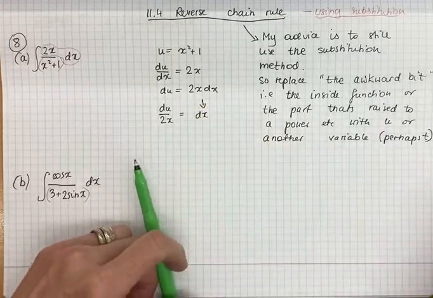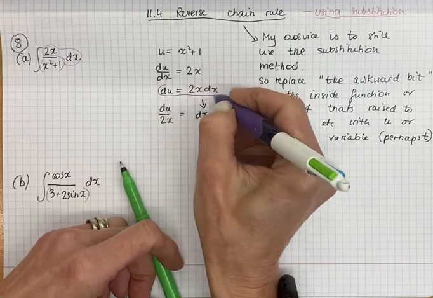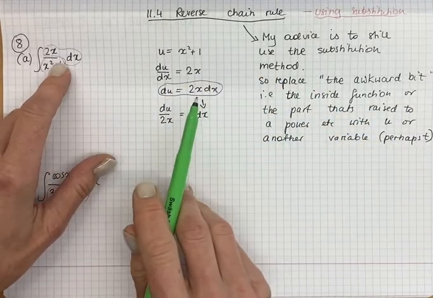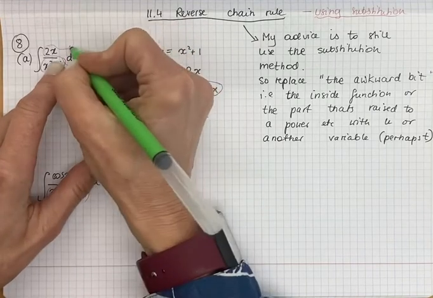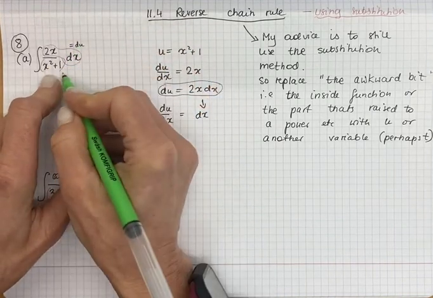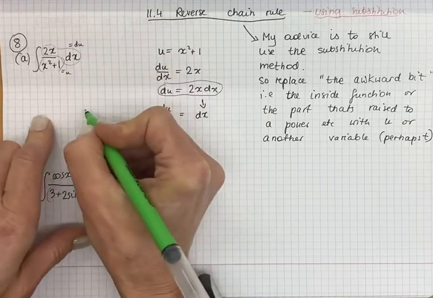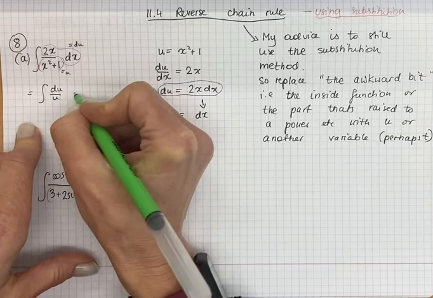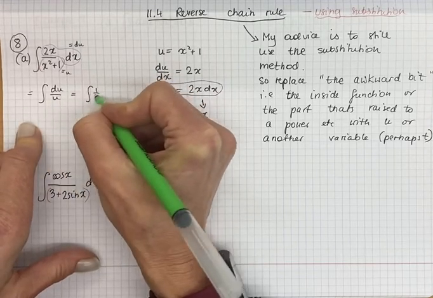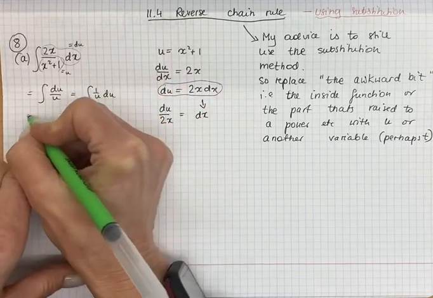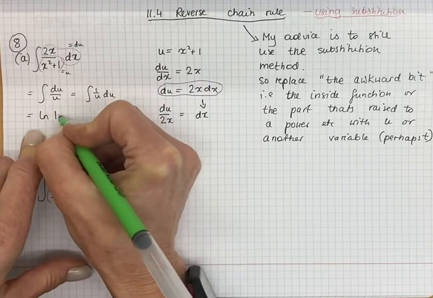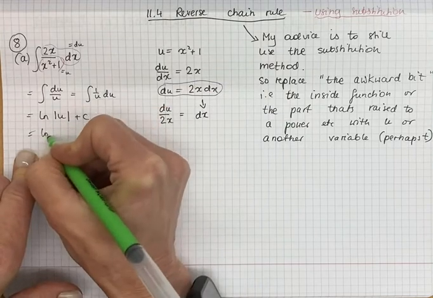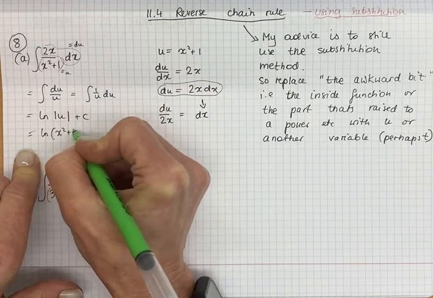But I like to hesitate. It doesn't always work out nicely, but over here I'm looking for what I've got already, and I can see that this here, that will be du. Now x squared plus 1, that's going to be substituted with u. So I've got du over u, or you could write it as 1 over u du, and that goes to ln u plus c. But u is x squared plus 1, so it's ln x squared plus 1 plus c.